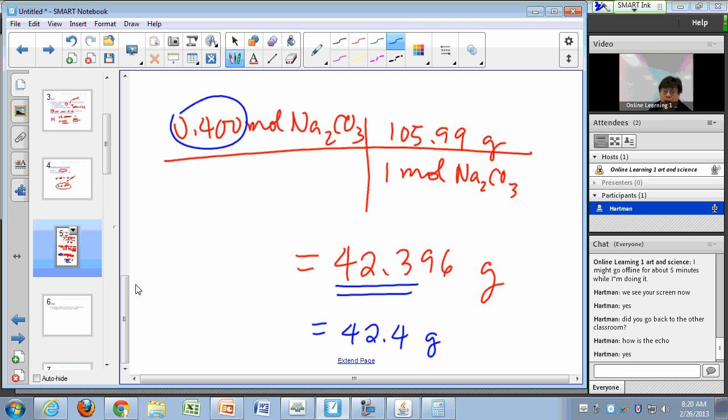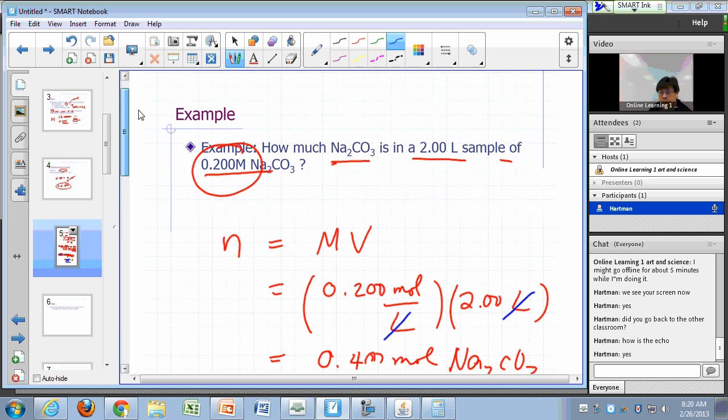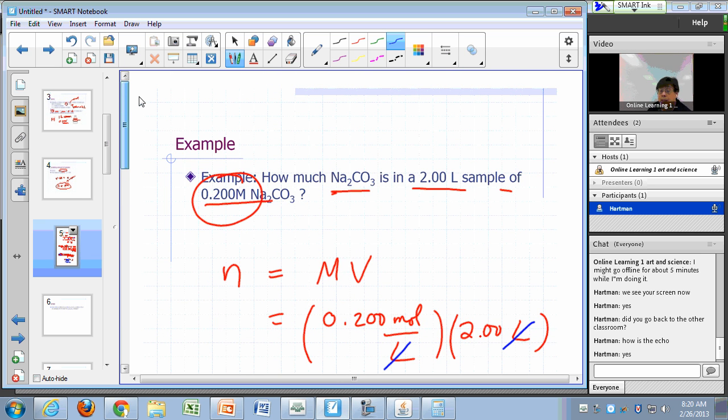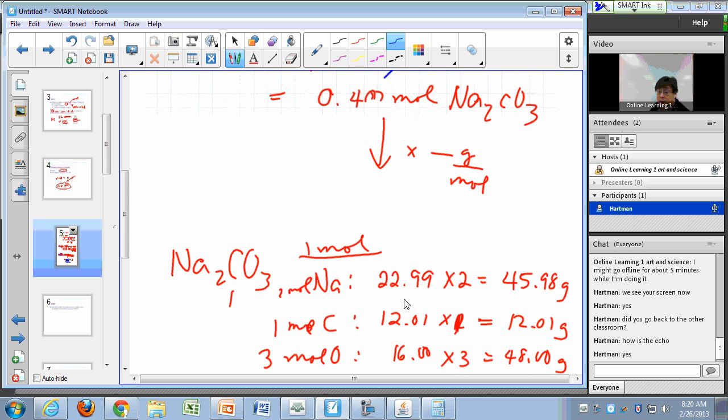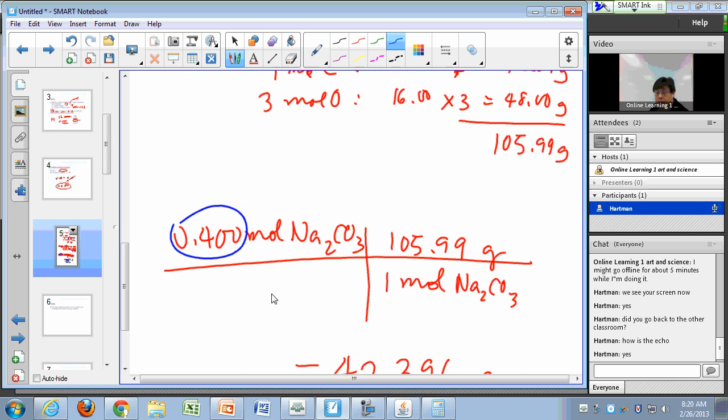Okay, so that's how you'd figure out how many grams you will need. Okay, so that means if I were to tell you to go to the lab and make me some 0.2 molar sodium carbonate, the first thing you'll have to ask me is how many liters. So let's say I tell you make 2 liters of 0.2 molar sodium carbonate. Then you say, okay, I need 2 liters, so I figure out how many moles I need, and then I figure out how many grams I would need based on the moles.